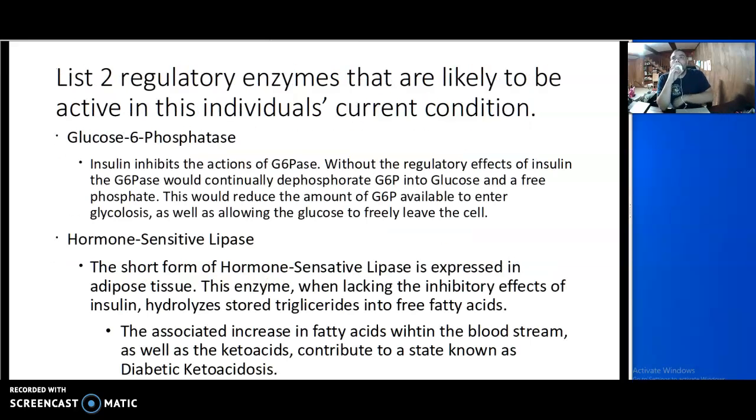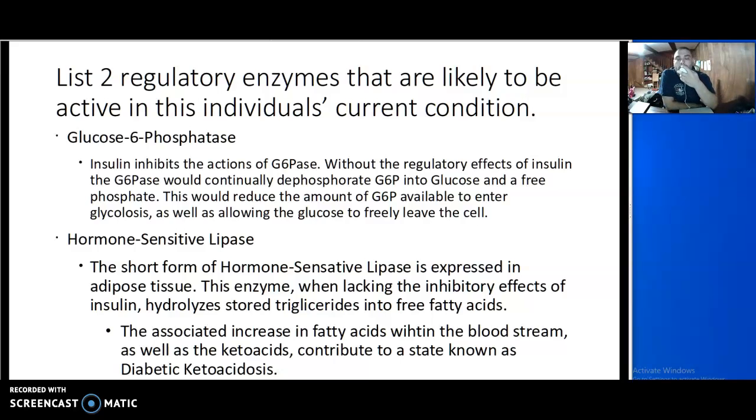They're listing the enzymes. While there are many enzymes that are inhibited by insulin, as well as insulin exerting an excitatory response on many enzymes, we're going to focus on these two right now. Glucose 6 phosphatase, also G6Pase, is inhibited by the regulatory effects of insulin. Without insulin, G6Pase will continue to dephosphorylate glucose 6 phosphate into glucose and a free phosphate.